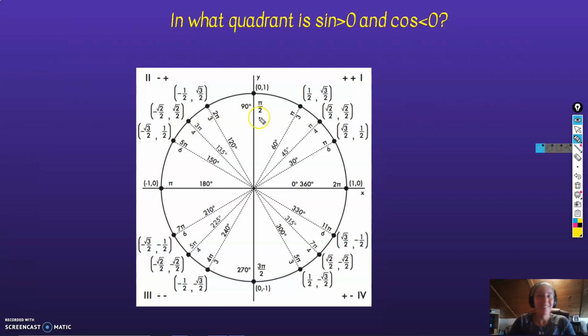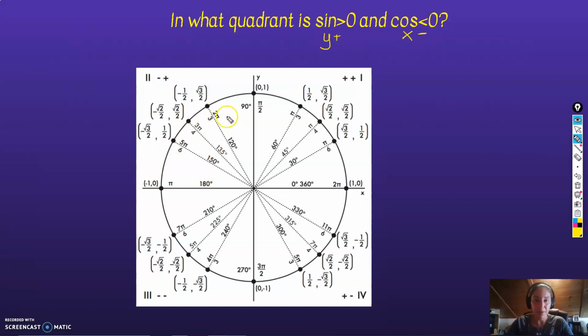Alright, so in what quadrant is sine greater than 0 and cosine less than 0? Always remember, sine is y, cosine is x. So in what quadrant are our y values greater than 0, which means positive y's? Y's are height, so positive y's happen anywhere on the top of the unit circle. Cosine less than 0, so we want negative x. So where is x negative and y positive?